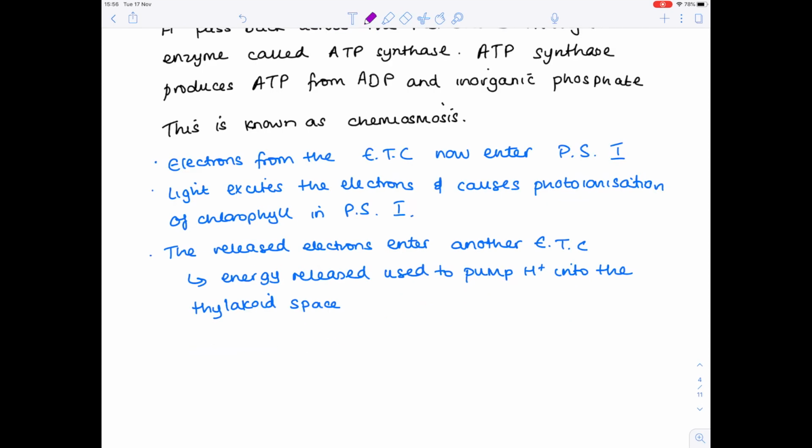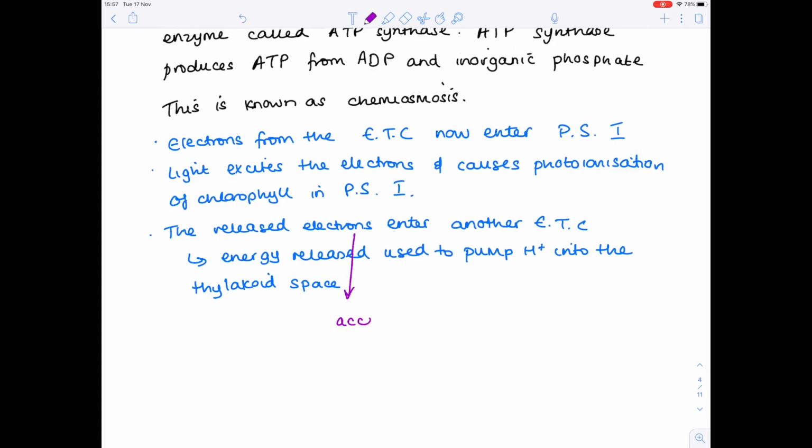The major difference this time, however, is that once the electrons reach the end of the electron transfer chain, they are accepted by a coenzyme called NADP+. Now that NADP+ combines with those electrons that we've just mentioned, plus the protons that flowed through the ATP synthase, to form reduced NADP, otherwise known as NADPH.